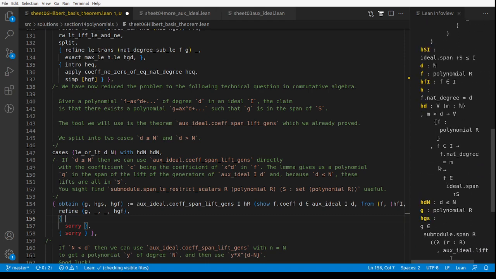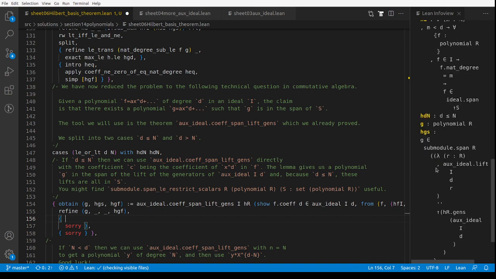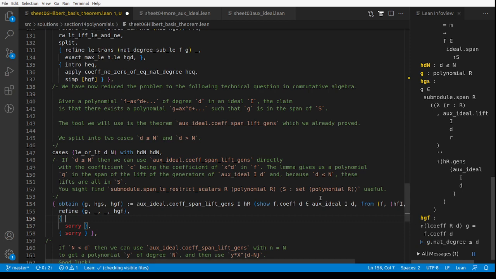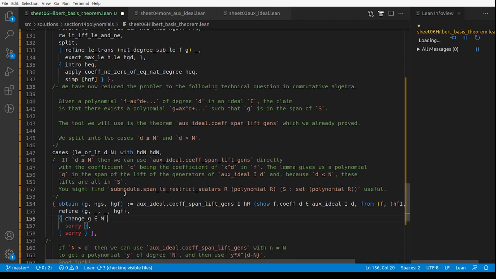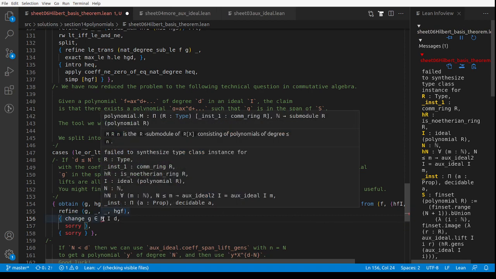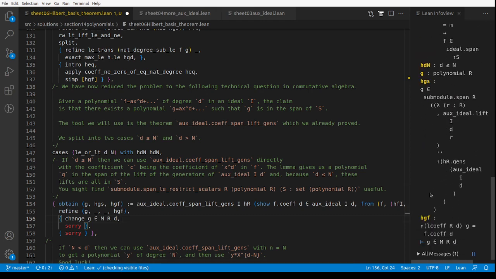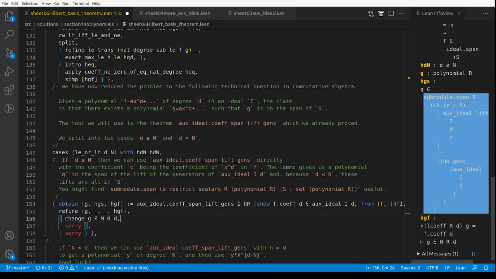Because the span of S will certainly contain things, even the R span of S will contain things of degree bigger than D, because it will contain things up to capital N. So what's my goal? I've got to prove the degree is at most D, so I could change that to G is in, what was it called? MRD, of course. So I know that G is in the span of this, you see.